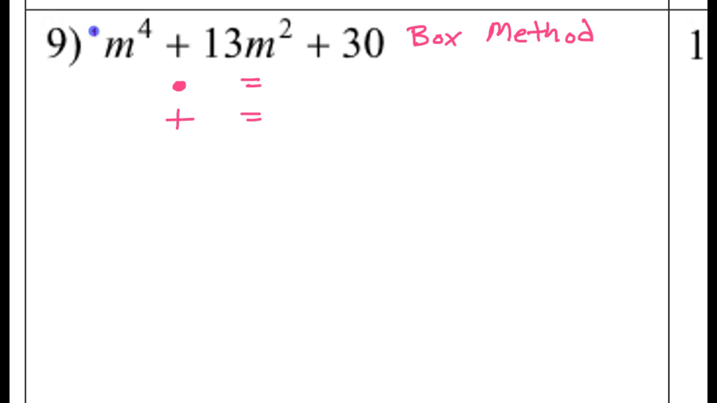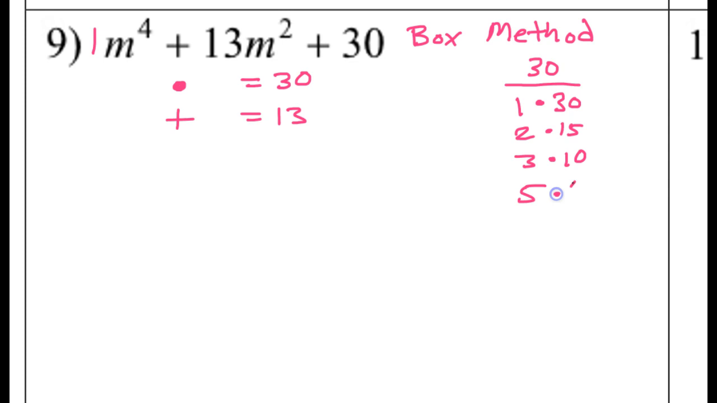The product has to be A times C, 1 times 30. So the product is going to be 30. The sum has to be the B value, so that's going to be 13. Now I'm going to make a little list over here based on the product. I need all of the things that multiply together that give me 30, and I'm going to put them in order. So this could be 1 times 30, or 2 times 15, or 3 times 10, or 5 times 6. These are all of the ways to make 30.